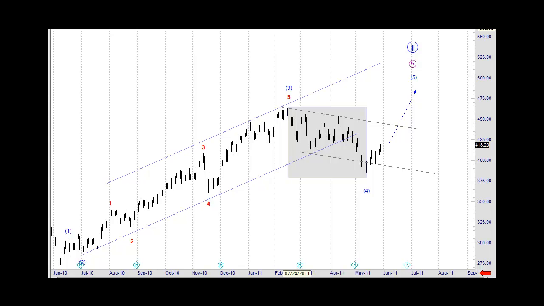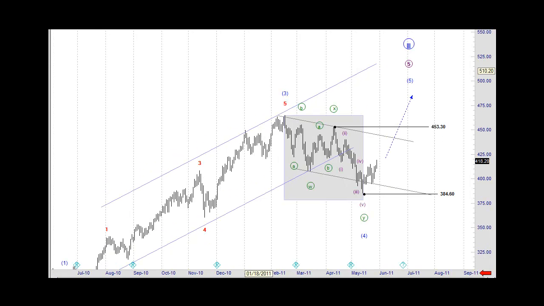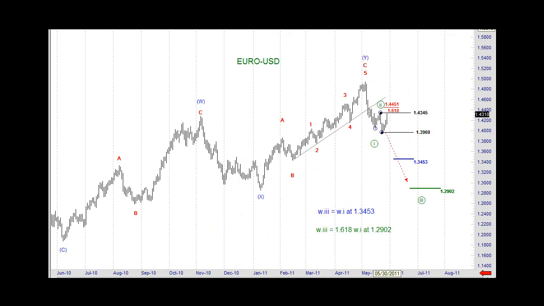You can see by the highlighted section that the structure appears corrective and contains wave overlap. In fact, I could label the structure as a double zigzag, W, X, Y. A break of 453.30 would confirm that wave 5 was underway and that wave 4 had ended. Only a loss of 385.35 would confirm the greater bearish view.